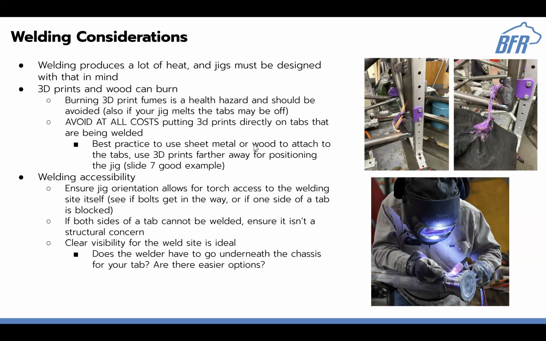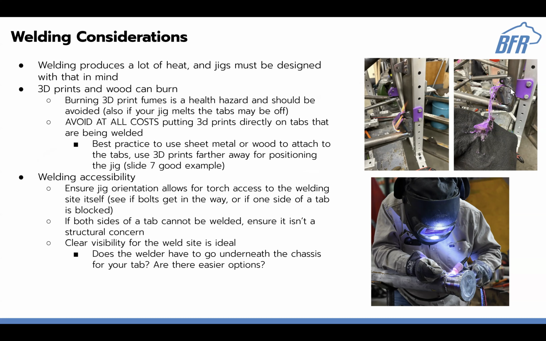And then also welding considerations specifically for us. Welding is a process that produces a lot of heat, so jigs really need to be designed with that in mind. With any project, you need to design with the environment in mind in which it's being worked. This is where 3D prints and wood might be where we run into some issues. They're very adaptable, don't get me wrong. With 3D prints, you can make all these wacky shapes. You can adapt to any tab surface you need, but it does melt or catch on fire.